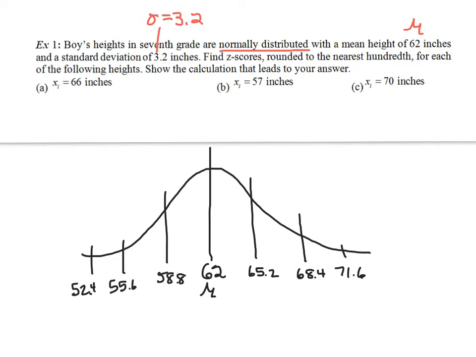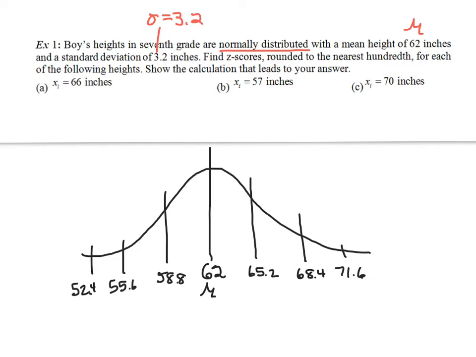I've drawn a picture of the normal bell curve so that we can get a feel from our last lesson of what is happening in this problem. We see first of all that the mean score is 62, so that's right in the middle, and the standard deviation is 3.2. So every time I go up a standard deviation, I add 3.2 to my score. And every time I subtract the standard deviation, that's giving me the score that's 1, 2, and 3 standard deviations below the mean. So we're talking about a height of 66 inches.